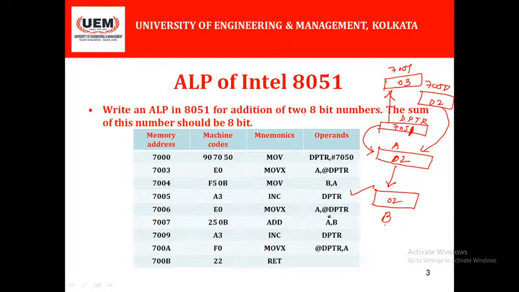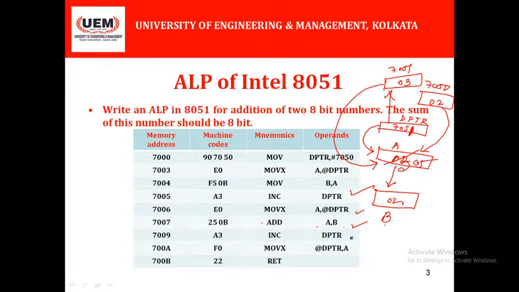So MOVX A, @DPTR indicates that from 7051, the value 03 will be transferred to the accumulator register. So the accumulator becomes 03. Now ADD A, B means the value of A, that is 03, and the value of B, 02, will be added together, and the result 05 is stored in A. So A will be 05.